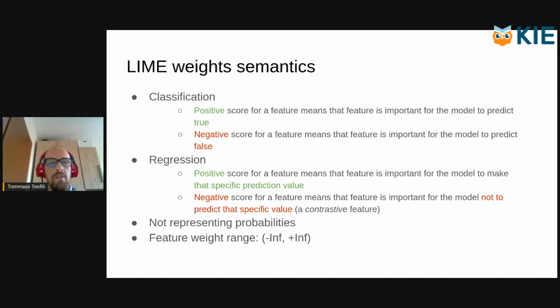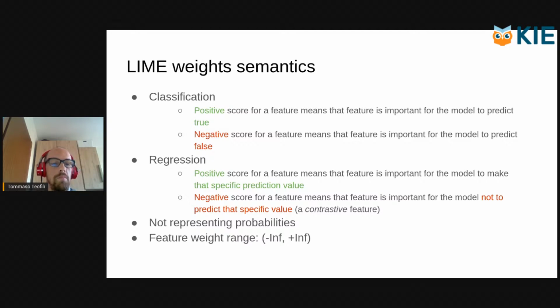When you have regression cases, so like, for example, I have a model that is used to calculate the risk of a given transaction, then the semantics of Lime is that a positive score means that that particular feature is important for the model to make that specific prediction value. So that specific risk score. Whereas all the other possible predicted values would lead to a negative score. A negative score means that the feature is important for the model not to predict that specific value, basically to predict all the other possible values.